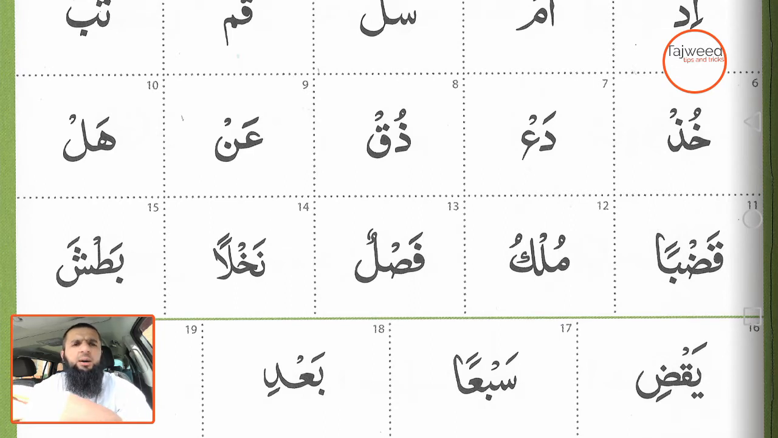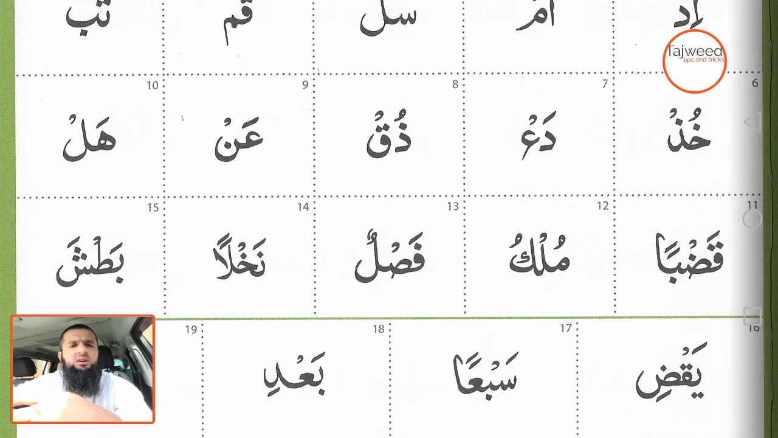Box number 8, Dhal joins the Qaf with the Dhamma, Dhuq. And the Qaf is a Qalqala letter, so you bounce it, Dhuq. Okay, just briefly, the Qalqalas are 5 letters: Qaf, Ta, Ba, Jeem, Dal. Whenever these have a Sukun on them, they become Sakin, and when you stop on them, you bounce. So whenever you read it, you bounce it, okay? It's called Qalqala. I think I went over it in the previous lesson as well.